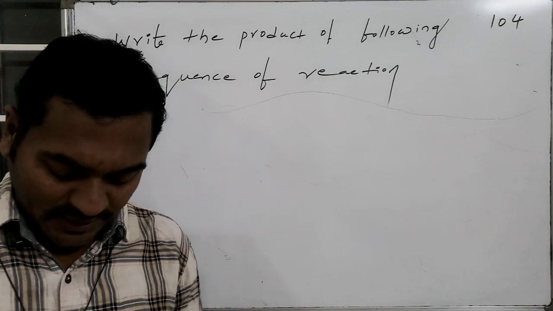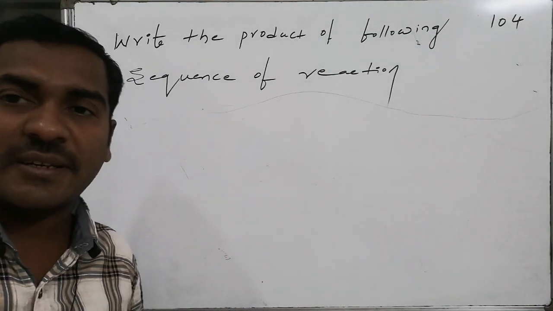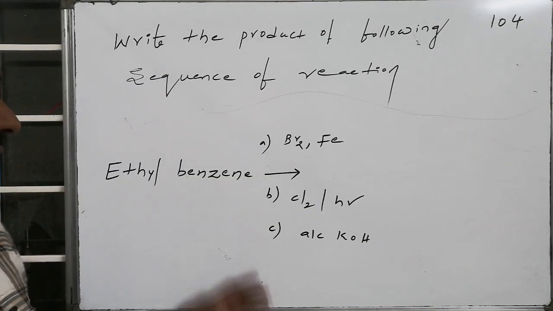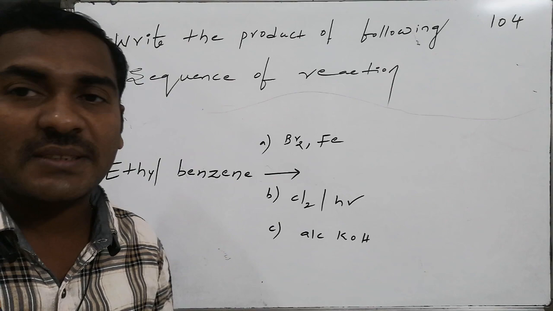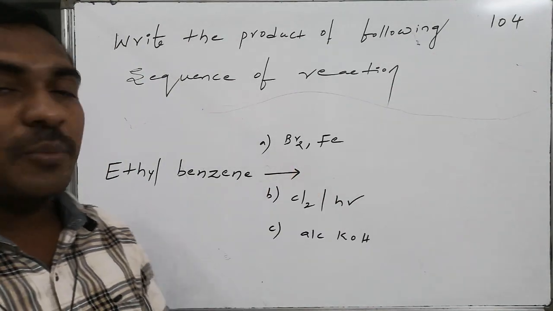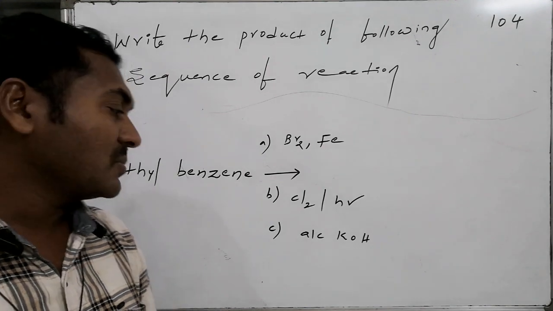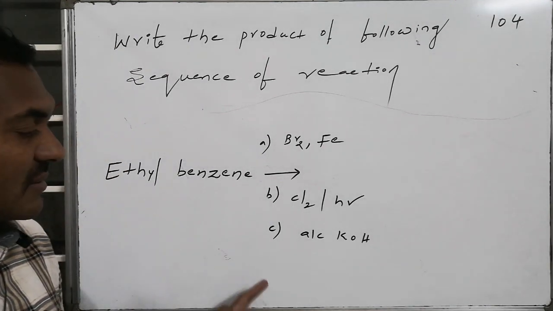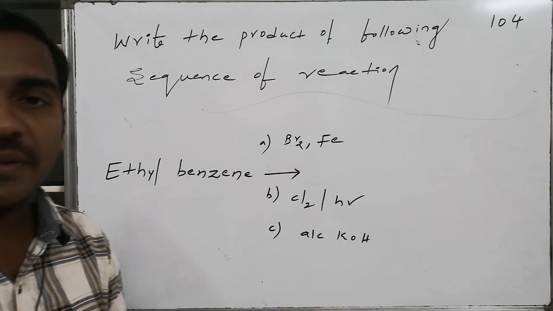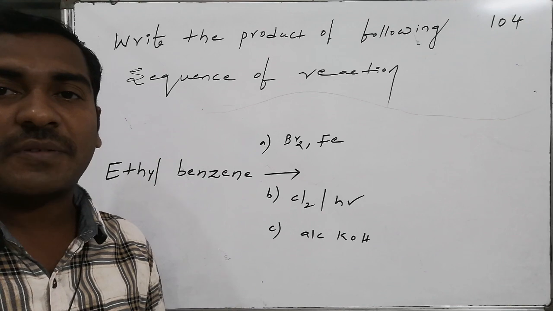Write the product of the following sequence of reactions, and the set of reactions are given by ethyl benzene on reaction with a set of reagents, that is, bromine followed by ferrous. Second one is chlorine followed by HNU, and third one is alcoholic potassium hydroxide. A combination of these three things happen over the benzene system. We are asked to write the final transformation.